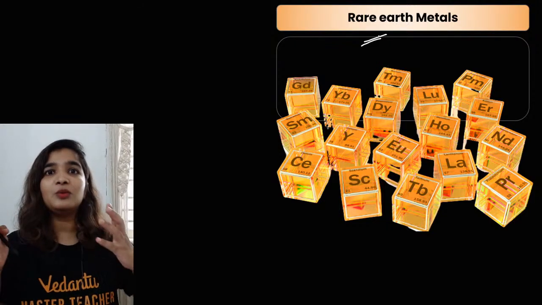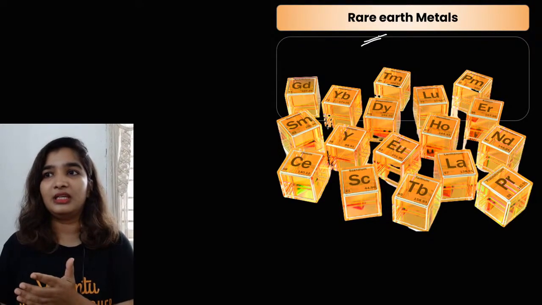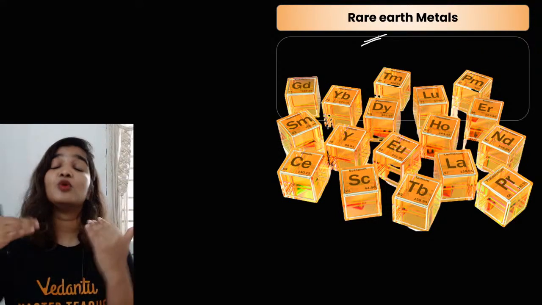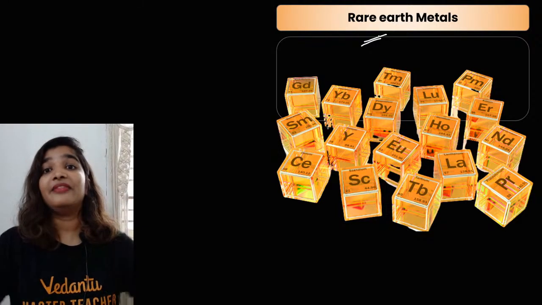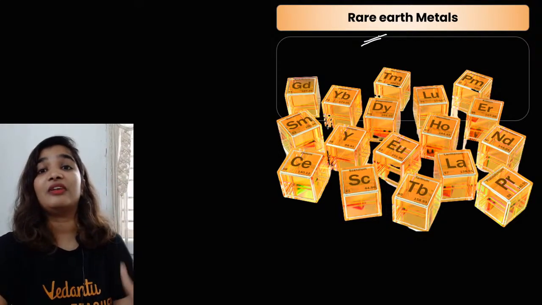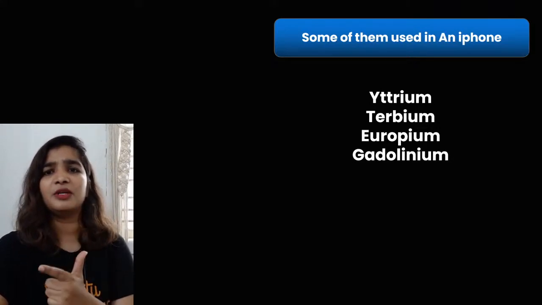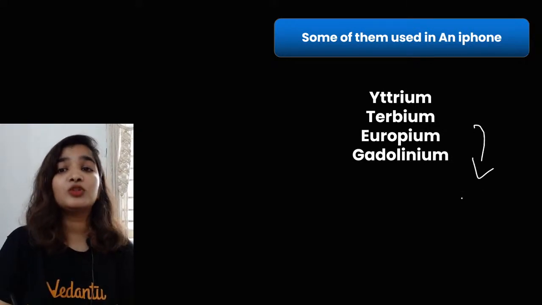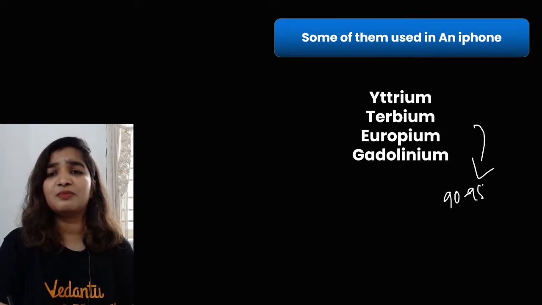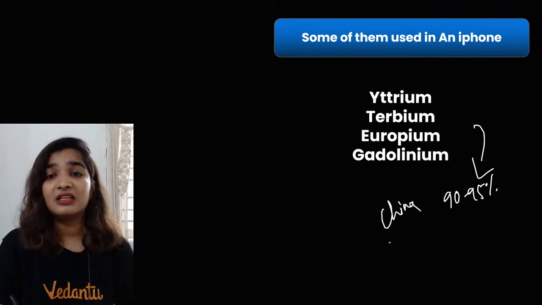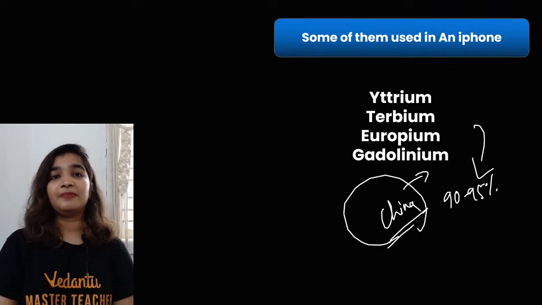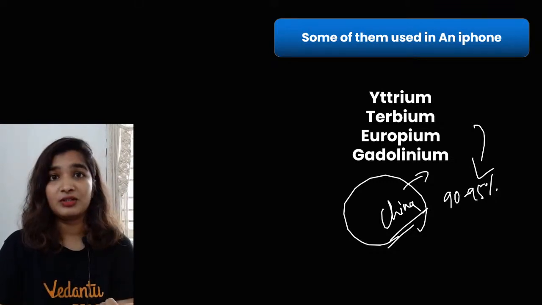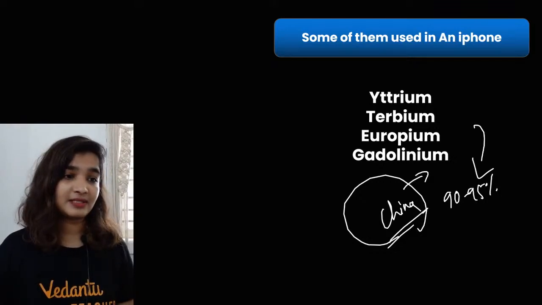Almost 70 to 80% of the entire world's population owns a smartphone now, right? And most of them have iPhones. Imagine where they will get these rare earth metals from: yttrium, terbium, europium, gadolinium. Again, most of it, like 90 to 95%, is mined from China, and the people living there are very scared about radioactive element leakage, and we already know its consequences, right?